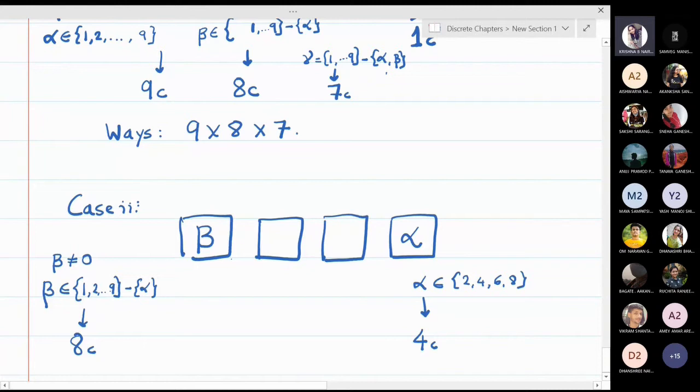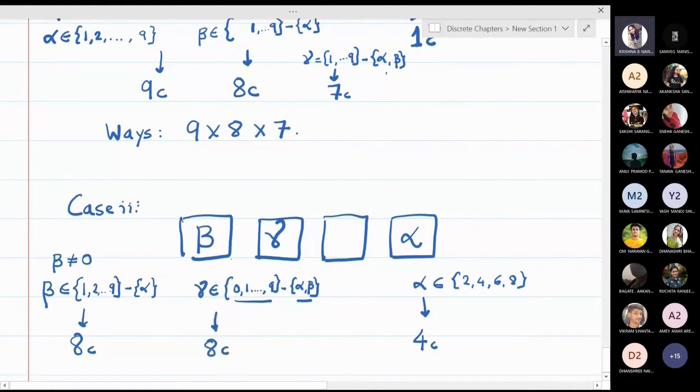Once I've chosen beta, now I'm going to choose the next number gamma. Now this gamma can be zero because zero is not taken in the last place, right? So gamma can be any number from the set 0 up to 9 except alpha and beta both. I don't want alpha and beta to occur in the second place. So these are total 10 digits, and I'm going to remove 2 digits. So the total number of ways to choose gamma is again 8 choices.